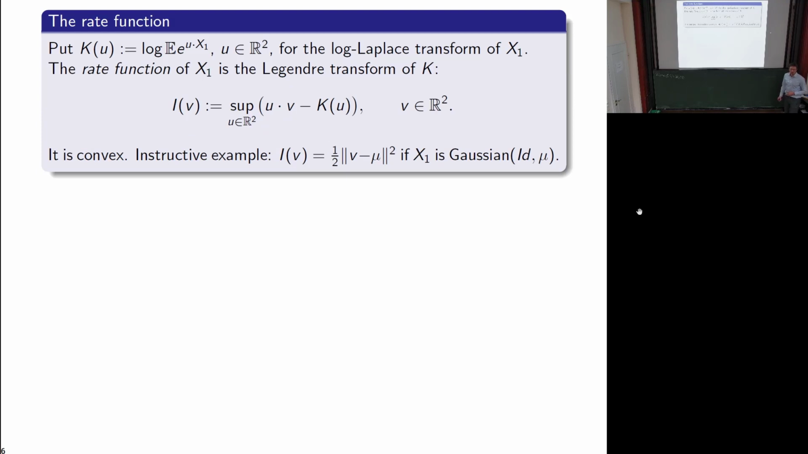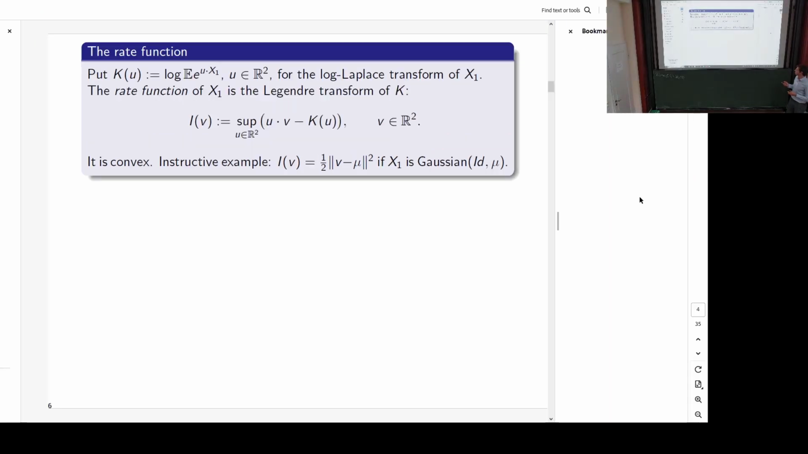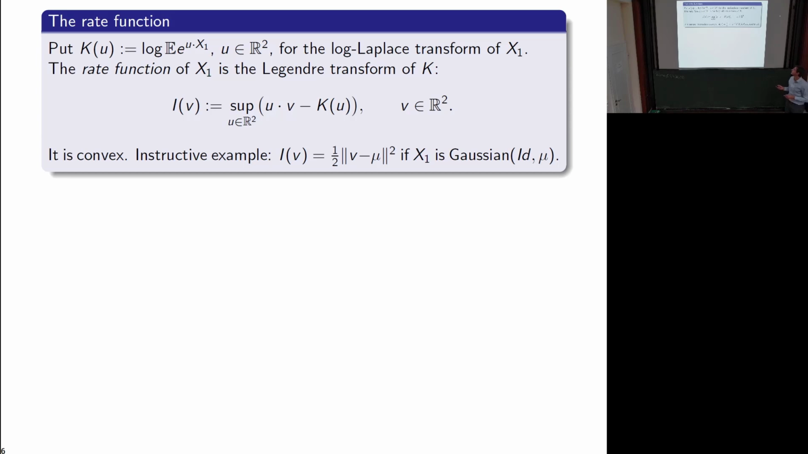Okay, so I will need some standard notation to introduce my first result. We need the log moment generating function. So we take the Laplace transform of our random vector on the plane, take the log, so that's the convex function which I call K, and the rate function of this random vector X.